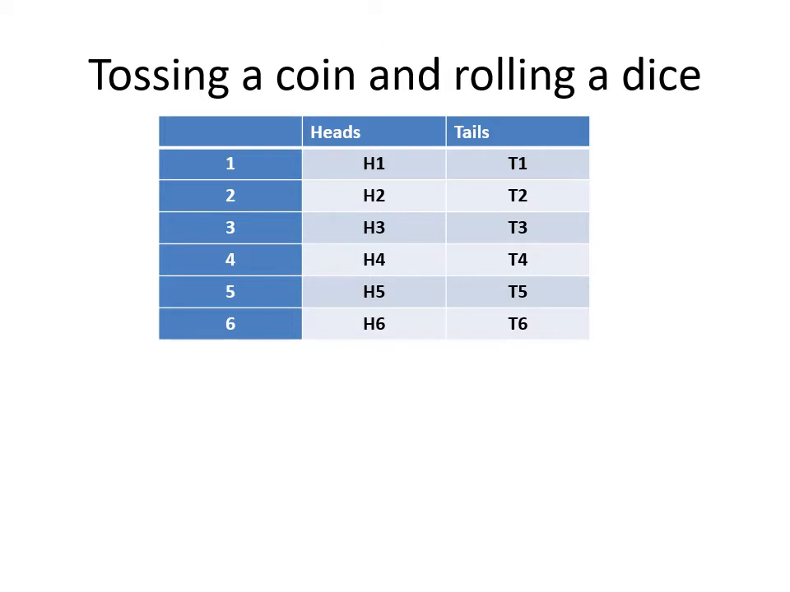Okay, let's look at an example where we toss a coin and roll a dice together. So here are the outcomes. We will get the heads ones and we will get the tails ones. So here are the heads and here are the tails. So we will get these outcomes.